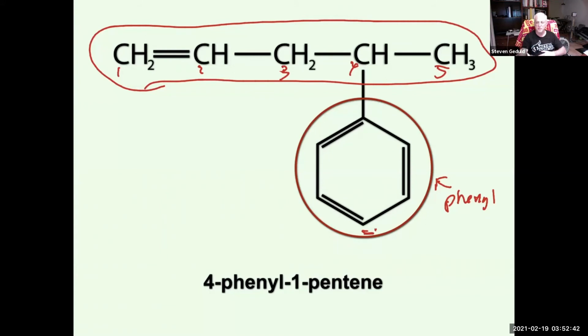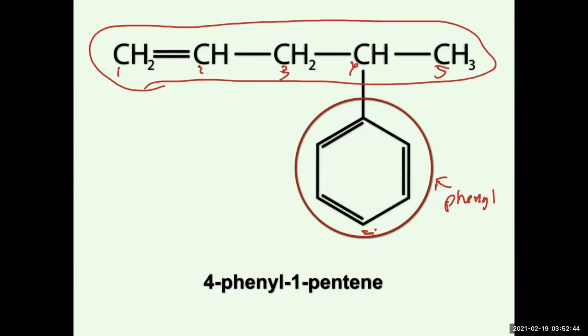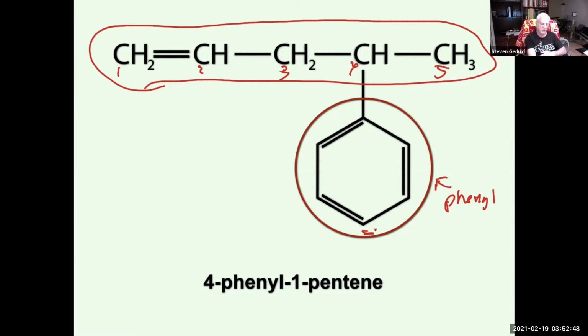And then you name your substituents when you're numbering your chain. So this is 4-phenyl-1-pentene. It tells you there's a double bond, it tells you there's a 5 carbon chain. At the number 1 carbon is your double bond. There's a phenyl group. Phenyl means benzene when it's a substituent or attachment, and it's at the number 4 carbon. So it tells you exactly where it's at.